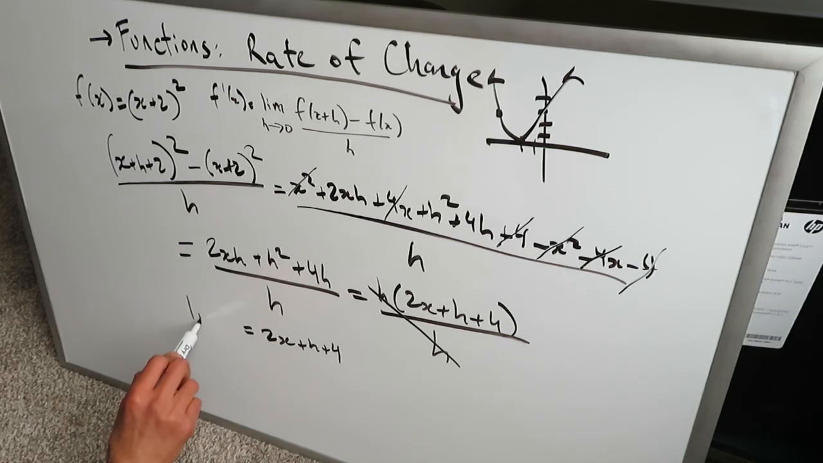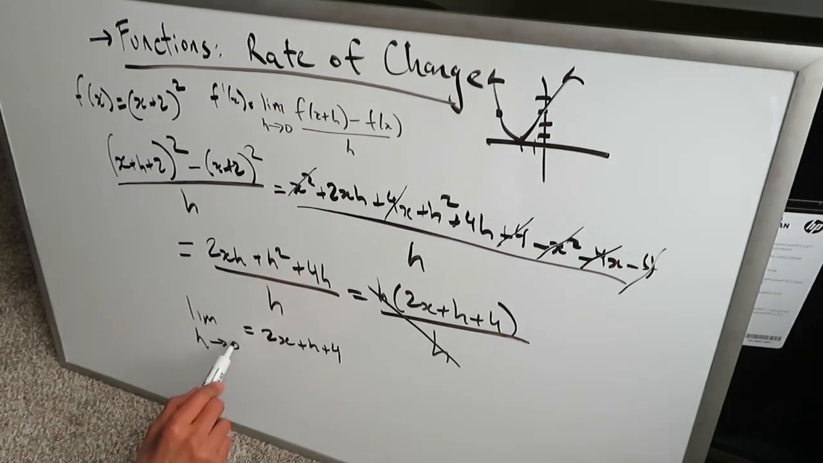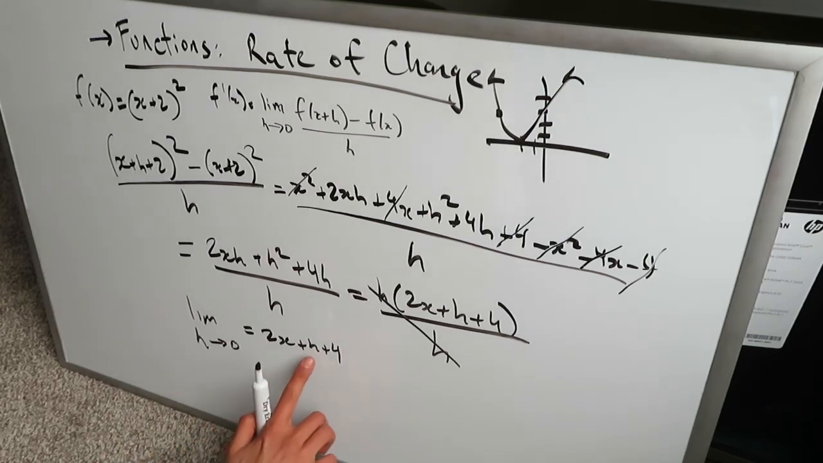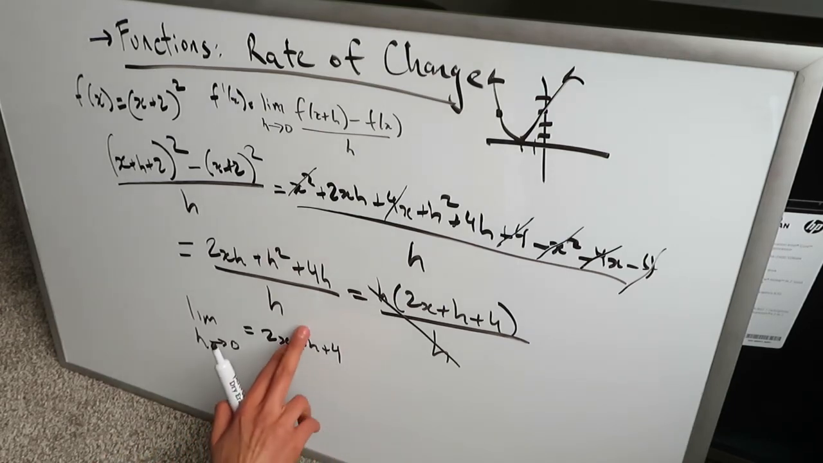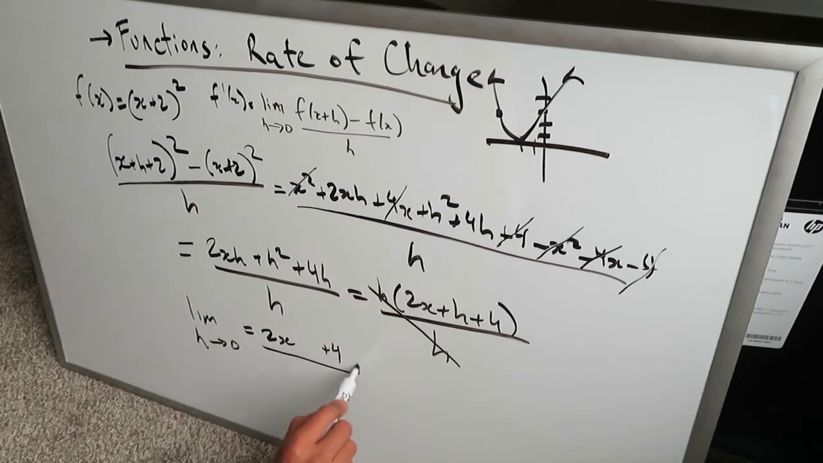But remember, this is all with limit as h approaches 0. Remember, as h is approaching 0, hopefully the value of that h is becoming 0, and it is. Here you have an h, it will become a 0, so you can 0 it out and remove it. You're essentially just left with a 2x + 4. This 2x + 4 represents the factor you will use to determine your slope of that tangent line.